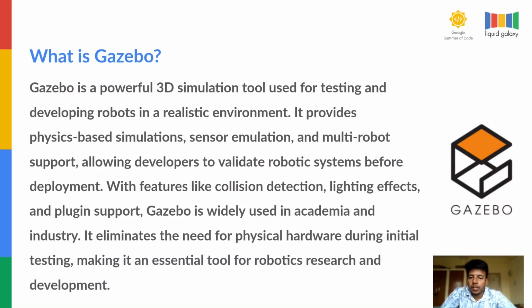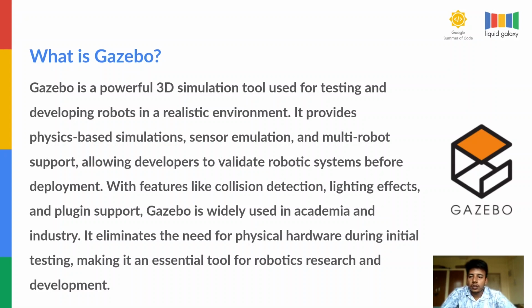So what is Gazebo? Gazebo is a powerful 3D simulation tool used for testing and developing robots. In the ROS2 ecosystem, Gazebo is a 3D tool in which you can visualize your robots. Like in Blender, you build 3D models. Here you can build 3D models and provide subscriptions and publishing through the robot models and connect it from the outside environment, providing a realistic visualization. So with features like collision detection, lighting effects, and plugin support, Gazebo is widely used in academia and industry.